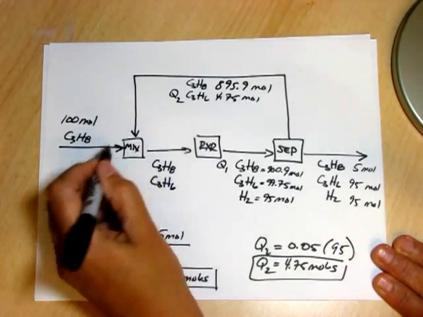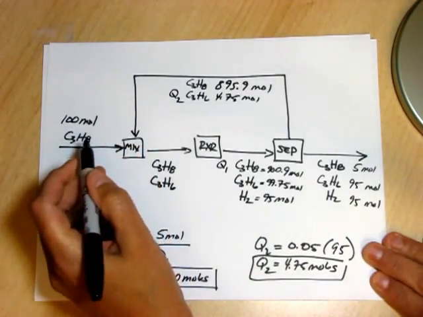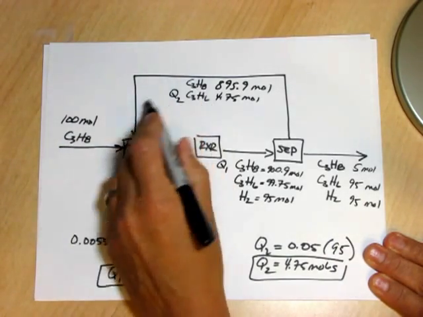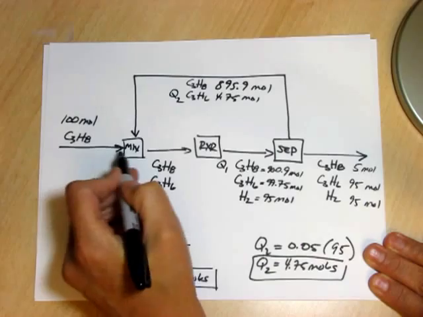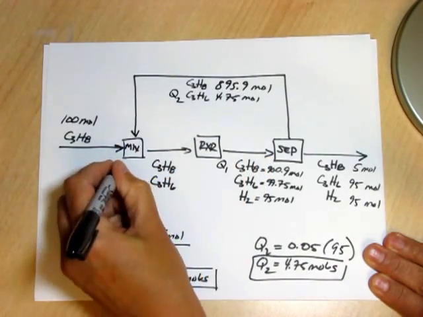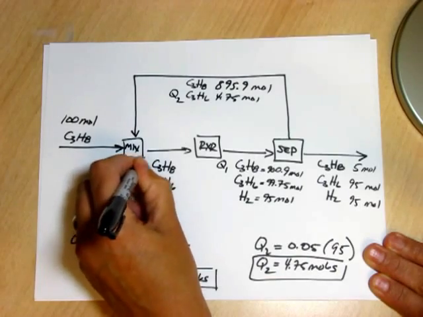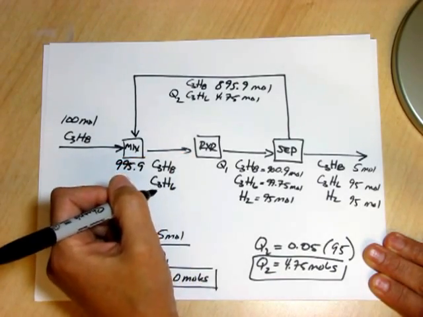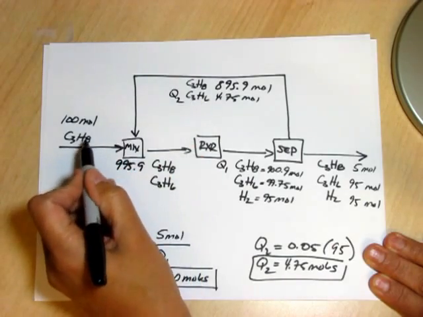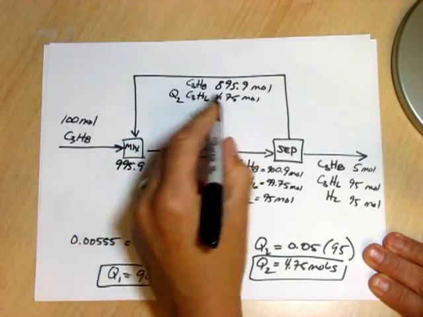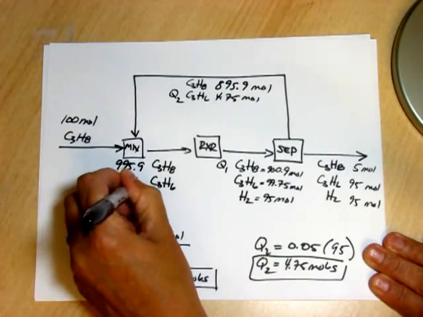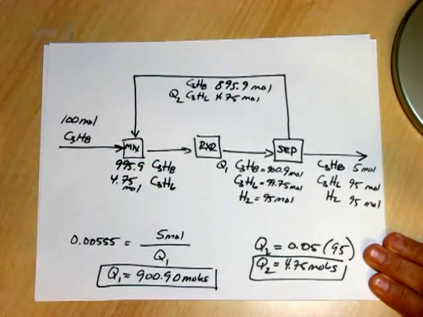We now have to do balances on the mixer. We can do these in a straightforward manner. C3H8 comes in 2 places and comes out here. 100 moles come in. 895.9 come in here. So 995.9 must exit the mixer. For the propylene, none come in here. It's a tie component. So what comes in from the recycle stream, 4.75, must be the number of moles that enter the reactor.